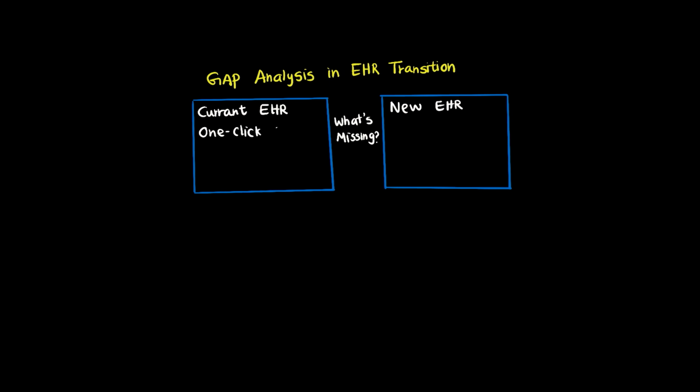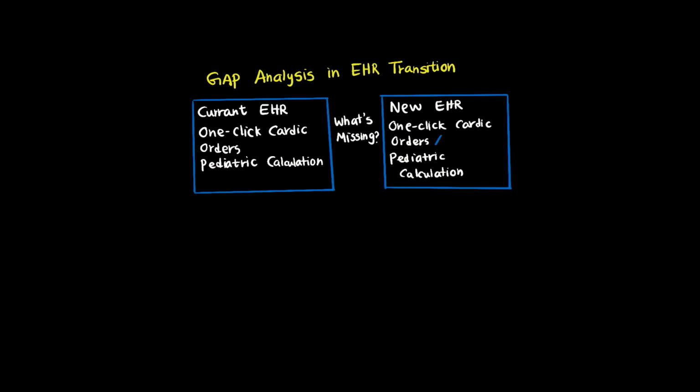Imagine you're moving from your old EHR to a new one. Your current system has a beloved feature where clicking one button orders a complete cardiac workup, EKG, troponin, chest x-ray, cardiology consult all at once. The new system doesn't have this. That's a gap. Your nurses rely on a specific medication calculator for pediatric dosing. The new system calculates differently. Another gap.